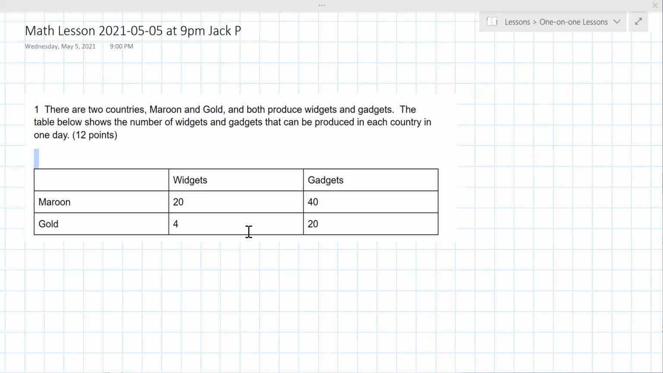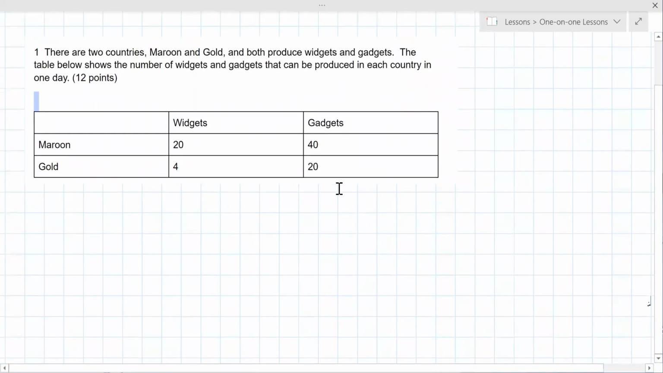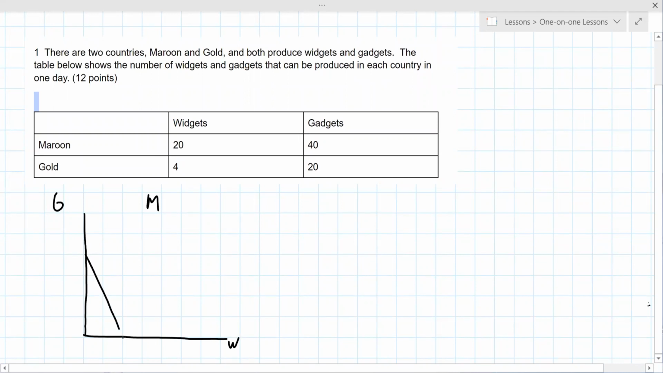All right. So one of the first things you do here is make a graph for each of these countries. Maroon, their widgets and gadgets is 20 and 40. So that's 20 and that's 40. And then gold. Gold makes 4 widgets for 20 gadgets, so they're right here.